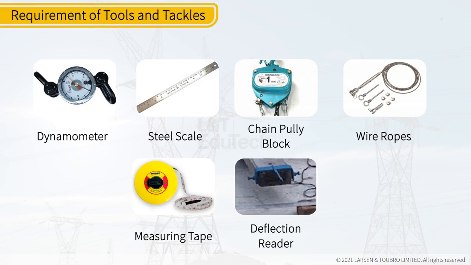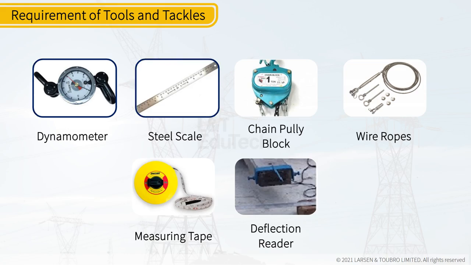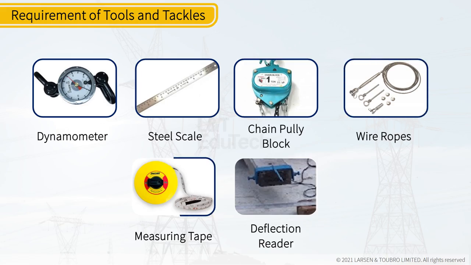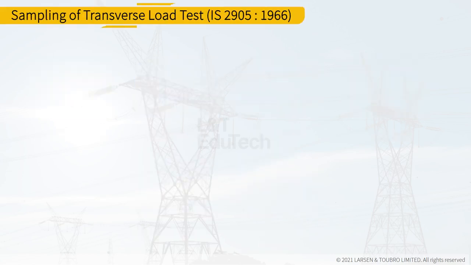The tools shown on the screen are required for the test. They are dynamometer, steel scale, chain pulley block, wire ropes, measuring tape, deflection reader. The table shown is the sampling for the transverse load test.